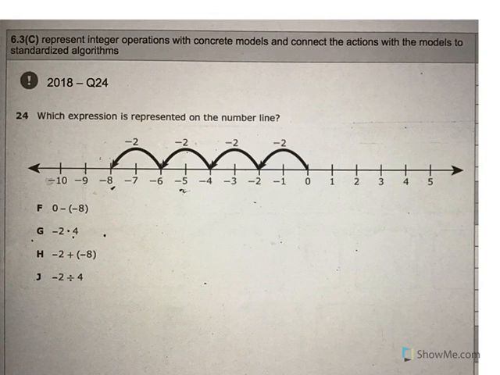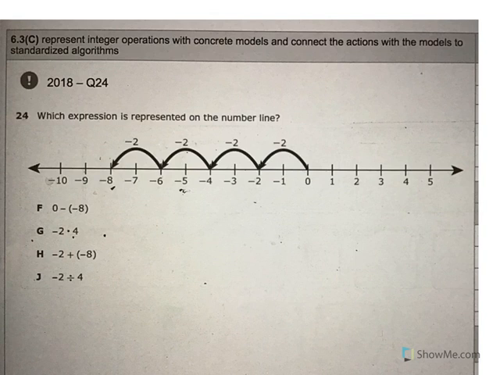So the first one is 6.3c. Which expression is represented on the number line? Okay, so the first thing you need to notice is it starts at 0. And then, where do I end up? I end up at -8. So obviously, whatever I pick, my F, G, H, or J, it needs to give me an answer of -8. So let's first look at all of these and see which ones give us -8.